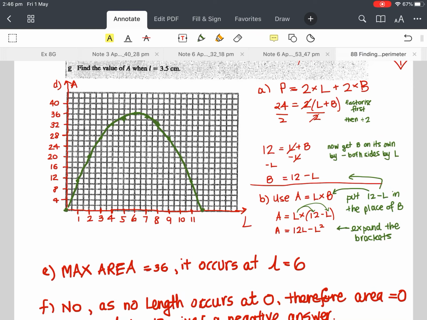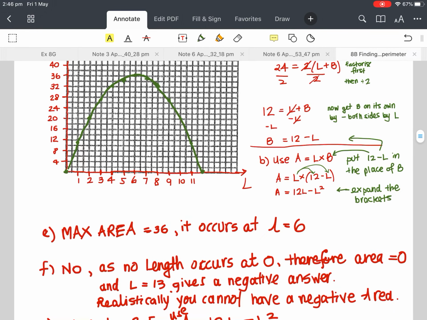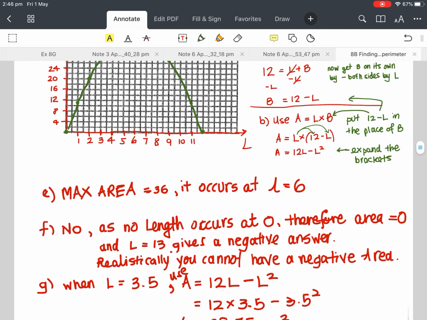And really, in real life, we don't have negative area answers. There's really no such thing. So I wrote no, as no length occurs at 0, so therefore we have no area, or area is 0. And at L equals 13, you will get a negative area answer. So realistically, you cannot have a negative area.